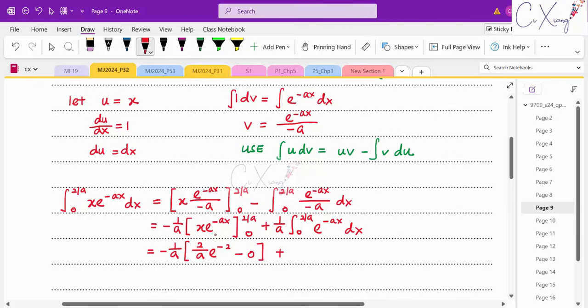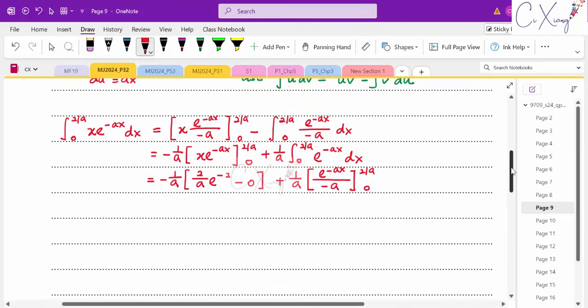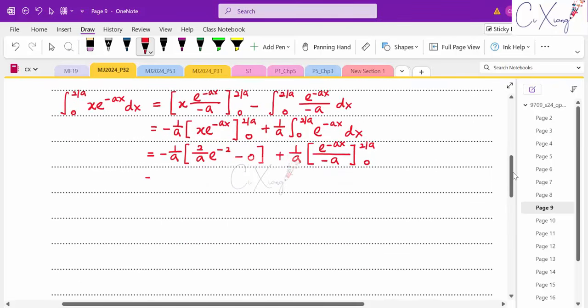Okay, then plus, copy the constant term. Now I want to integrate e power negative ax. So copy back the original thing, then divided by the differentiation of the power, so I get negative a. Again, I will want to substitute in the value 2 over a and also 0. Okay, so I think so far all the steps here are quite not too complicated, right? Although we have fractions.